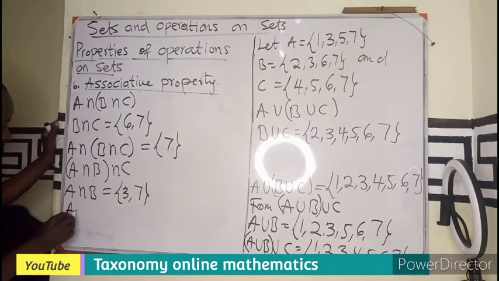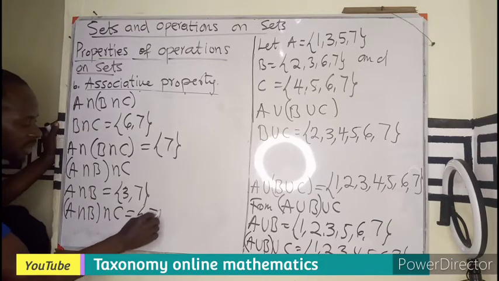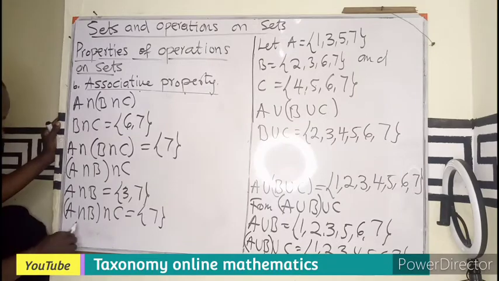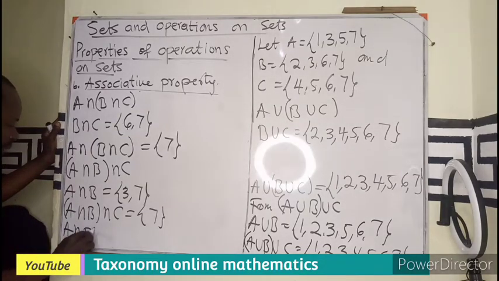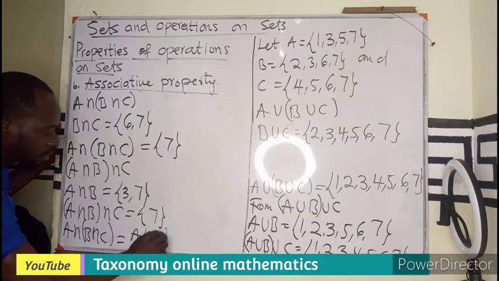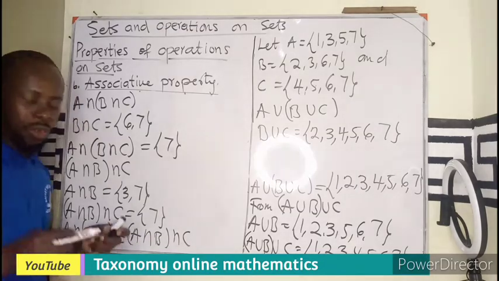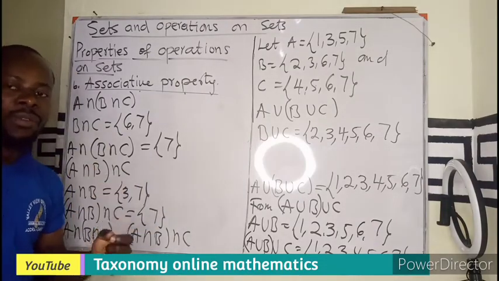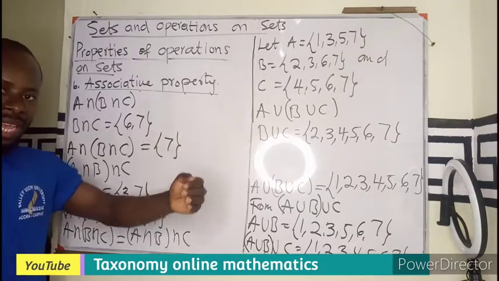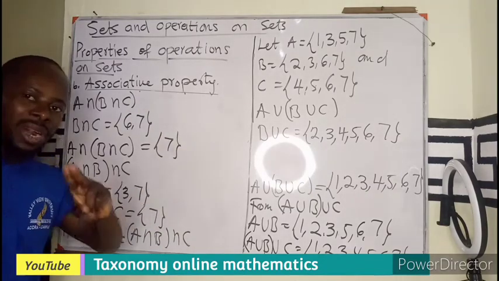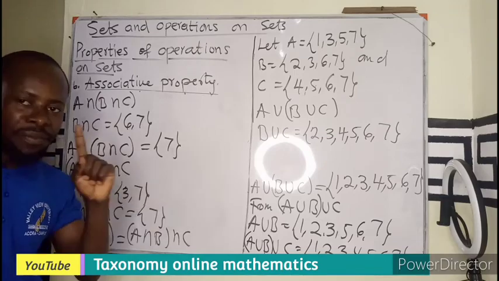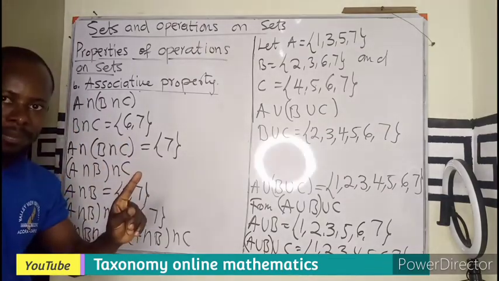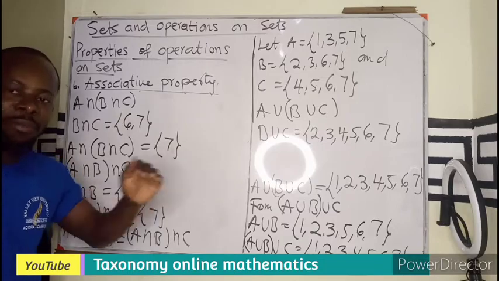Therefore, A intersection B intersection C will still give us a unit set. Hence, both ways give the same result, which also proves that intersection and union are associative. They can be associated in pairing; the order does not affect the result if the operation remains the same. That is in the case of associative property.